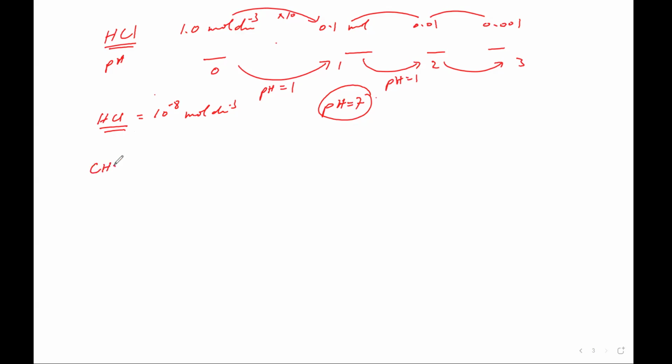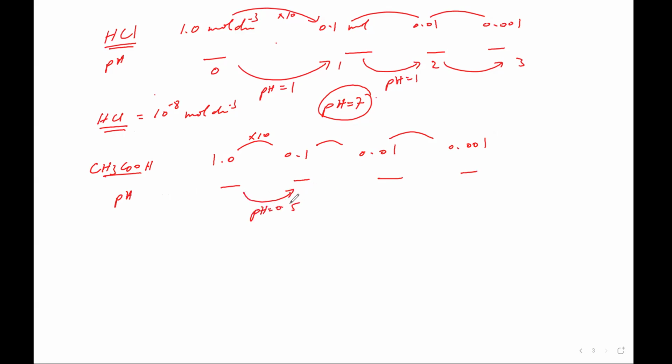But if we have a weak acid like ethanoic acid, and it is also diluted 10 times every time, you will see that the pH changes by only 0.5. If you calculate the pH here, as we did above, the difference in pH will be 0.5 only. It's different from the strong acid because the strong acid completely dissociates, whereas the weak acid partially dissociates.